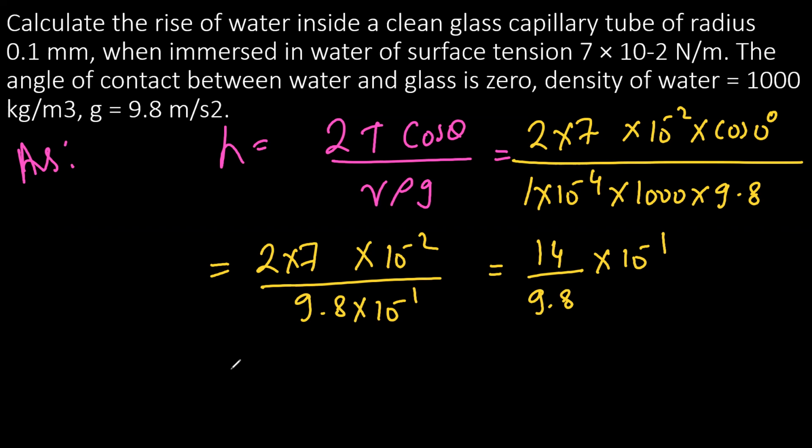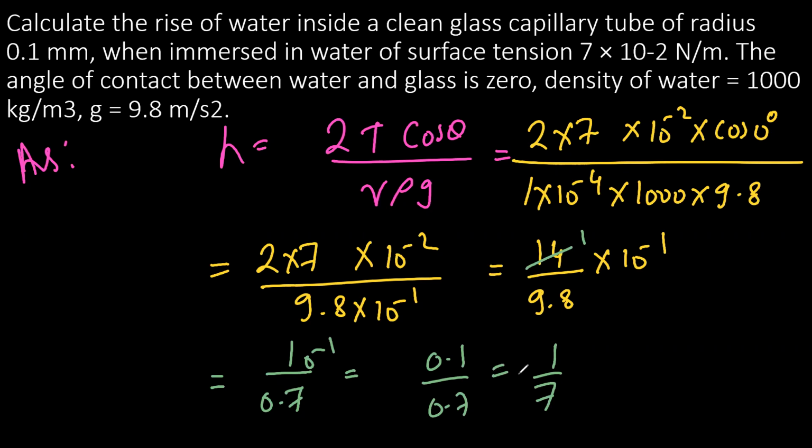So 14 sevens are 98. 14 ones are 14, 14 sevens are 98. So you get 9.8, and it's 0.7. So 10 raised to minus 1, that is 0.1 by 0.7, it's 1 by 7. 1 by 7 is how much? 0.143. This is your height. So height is 0.143.